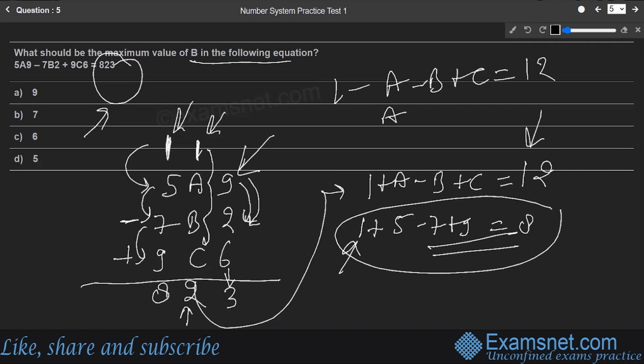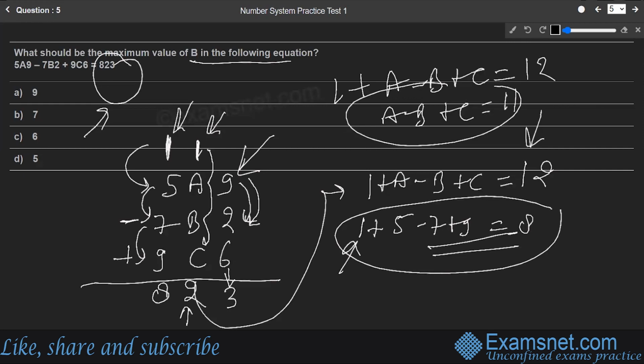So it gives us A minus B plus C is going to be 11. So we have to use this: A minus B plus C is going to be 11, and we have to find out the maximum value of B. So clearly, if you use the options given in the question itself, what should be coming as the maximum value of B?